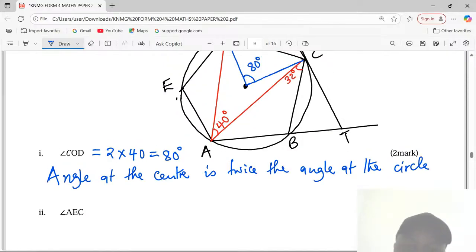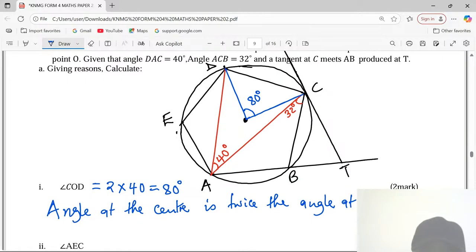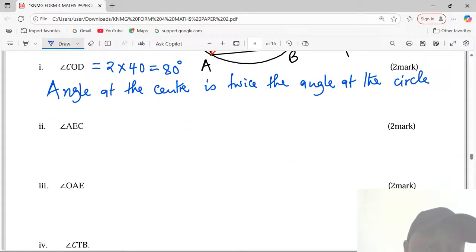So if a chord CD, for example, is producing an angle at the circumference which is equal to 40, and the same chord is producing an angle at the center, that angle at the center should be double the angle at the circumference. That is something you've already learned. We proceed to the next question.